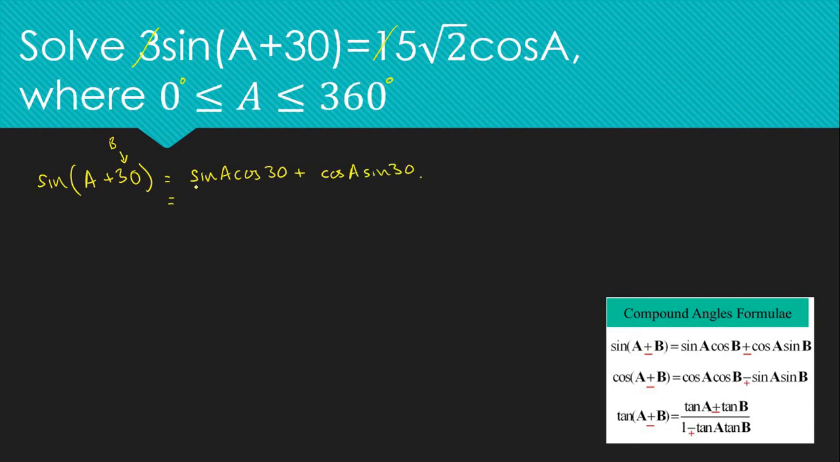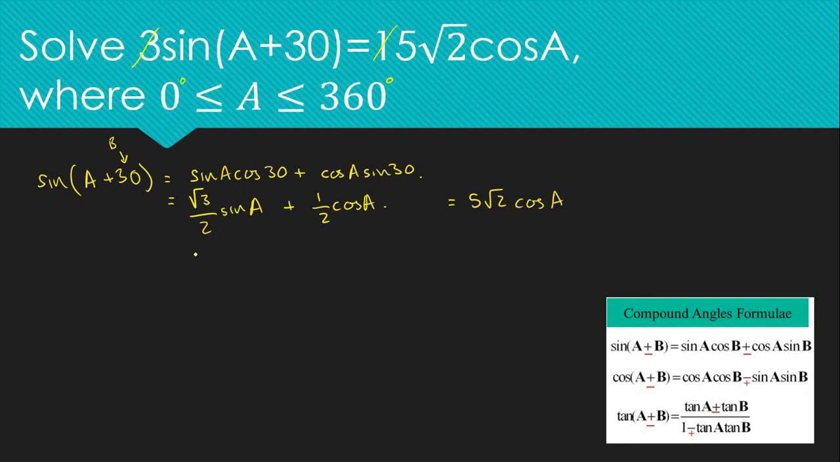Now cos 30 you can tap into your calculator, or you can use the magic triangles, or you can just use your memory, which is going to be root 3 over 2 sine A, plus sine 30, which is 1/2 cos A. And that's the left hand side, tidied up a bit, and that left hand side equals 5 root 2 cos A. Don't forget I divided through by 3 at the start.